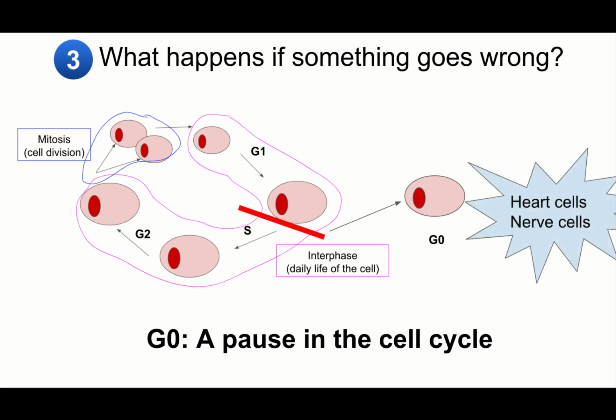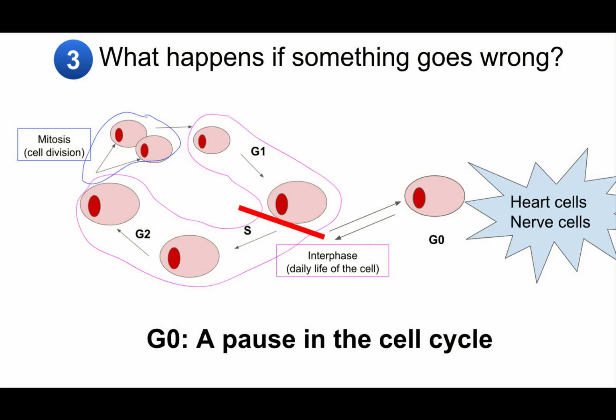Nerve cells and heart cells, cells that never divide, spend pretty much all of their life in G0 phase. And that's why they don't divide, because they're not able to leave G0 phase and move on to the rest of the cell cycle. But other cell types will be able to leave G0 phase at some point, return to the end of G1, pass the G1 checkpoint, and move into S phase.